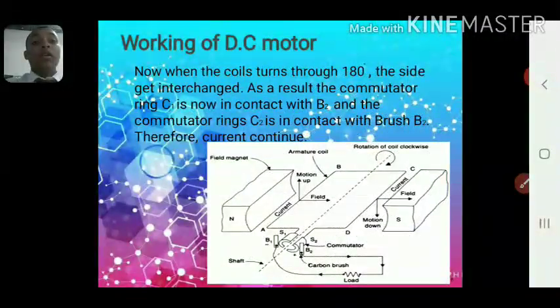Now when the coil turns 180 degrees, the sides get interchanged. As a result, the commutator ring C1 is now in contact with brush B2 and the commutator ring C2 is in contact with brush B1.